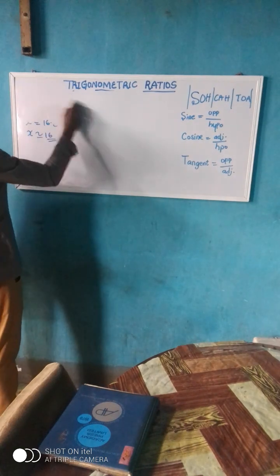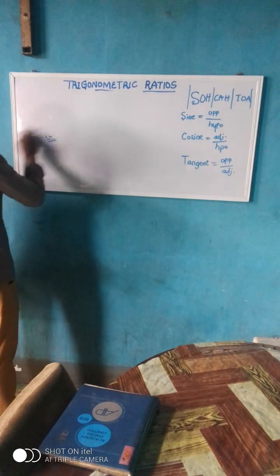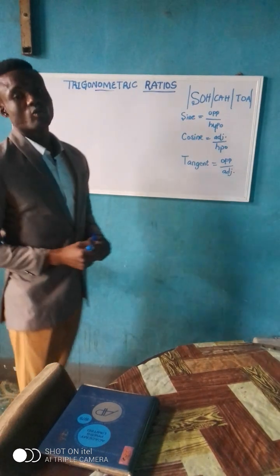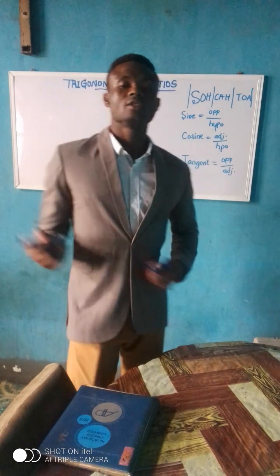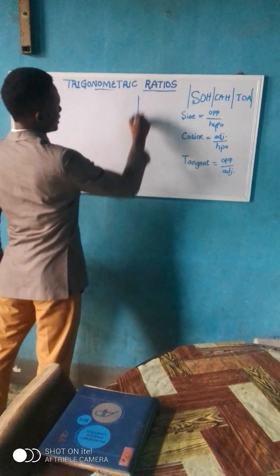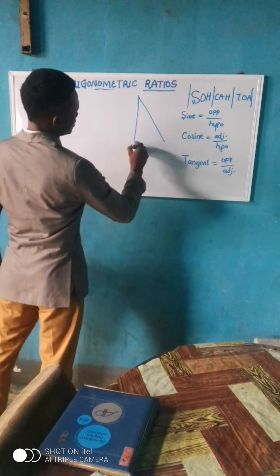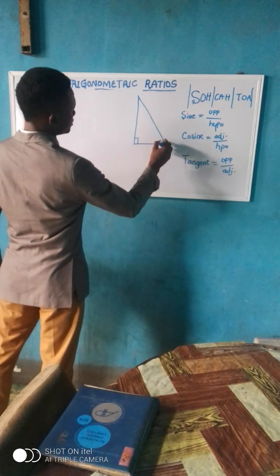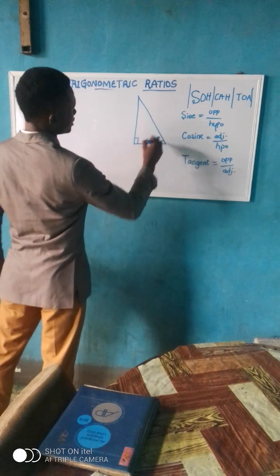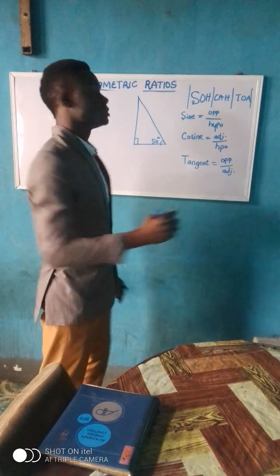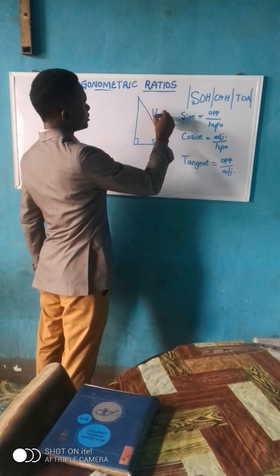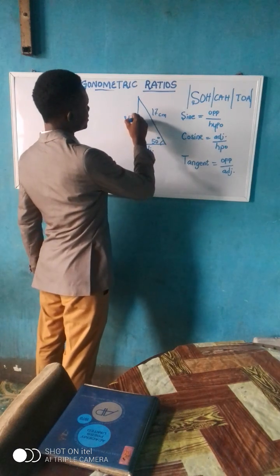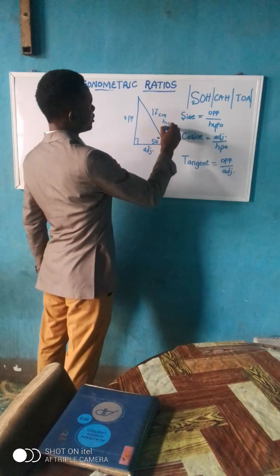Still on trigonometry ratio. All right, this time we'll be looking at this particular angle. It's 90 degrees. Supposedly here is 50 degrees, and the hypotenuse is 17 centimeters. Remember, here is the adjacent, here is the opposite, and here is the hypotenuse.